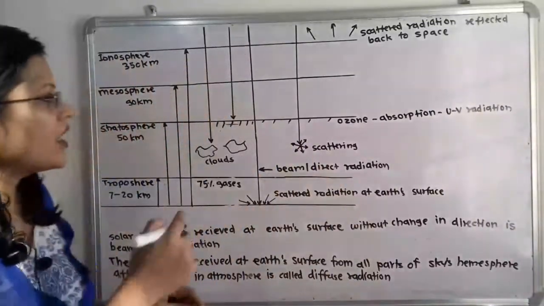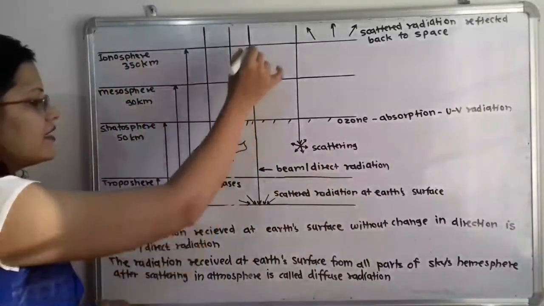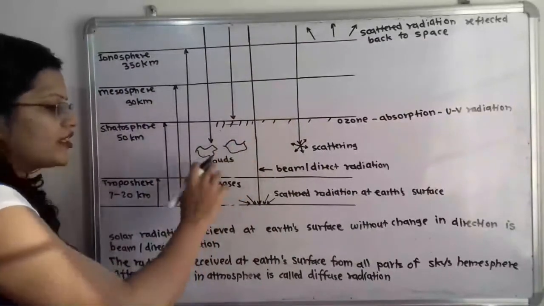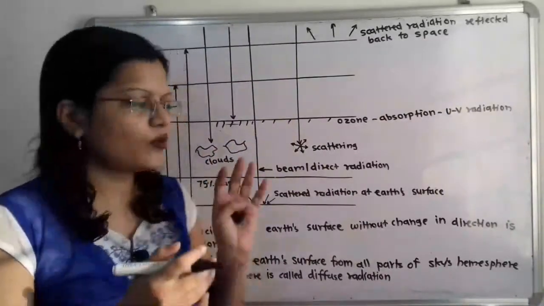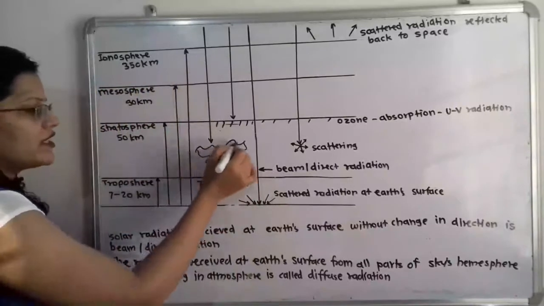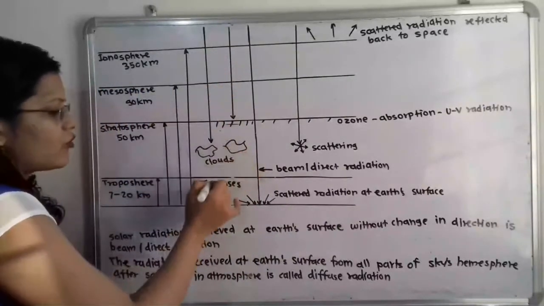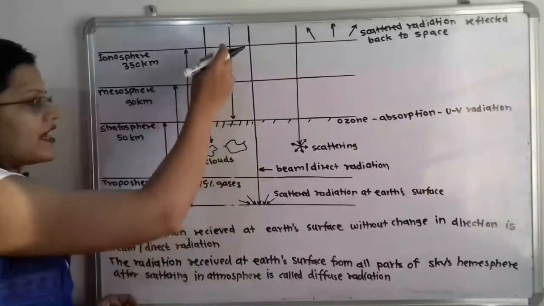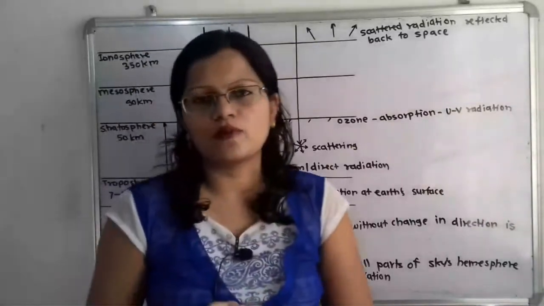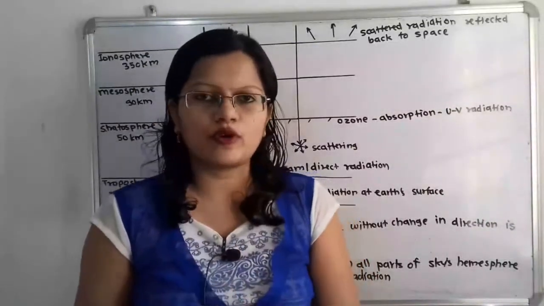Now for the other beam rays, again there are moisture and gases. Moisture, that means we can also say the clouds. Due to the water vapor or these clouds and the gases, the radiations get absorbed. That means there is an absorption process.